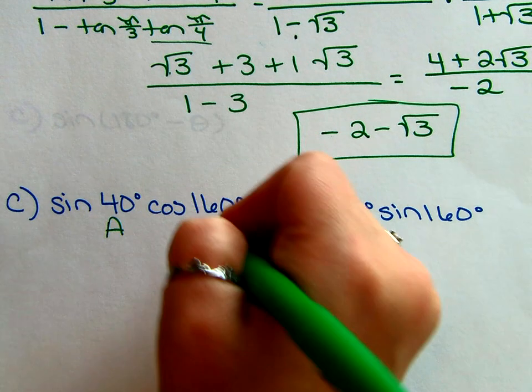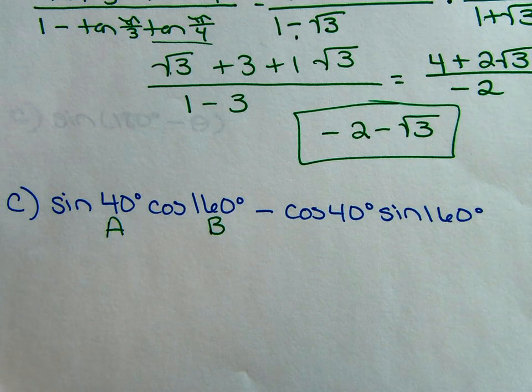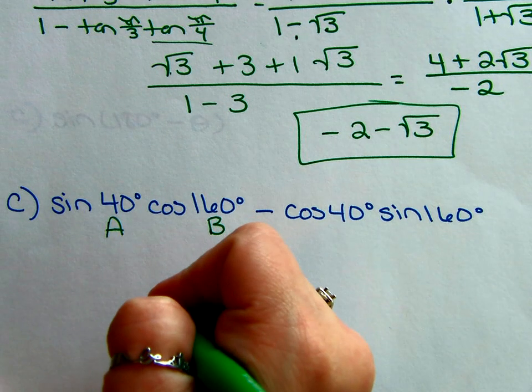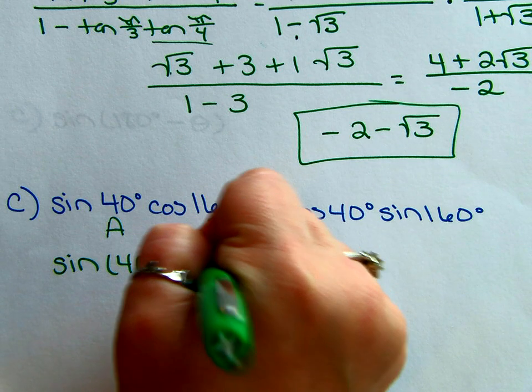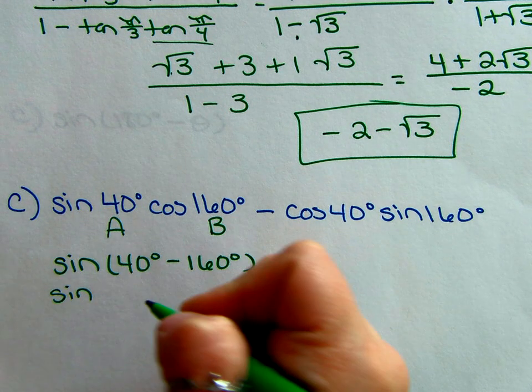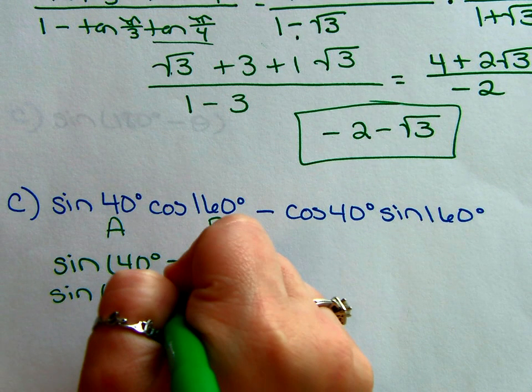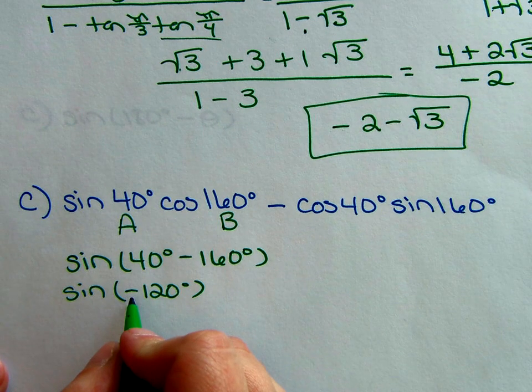So I can rewrite this, instead of this whole big long spiel, as sine of 40 degrees minus 160 degrees. So I condensed it using my identity. 40 take away 160 is negative 120. If you remember, having the negative inside of my sine, I can actually pull it out front of my sine like this.